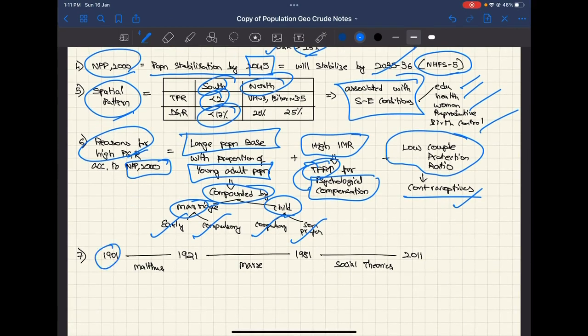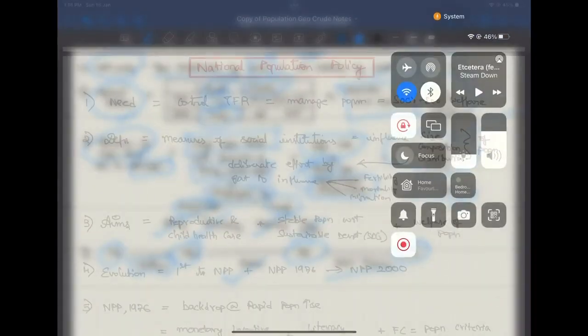So from 1901 to 1921, Malthus is activated. From 1921 to 1981, Marx can be applied to India, and from 1981 to 2011, social theories are applied to India.